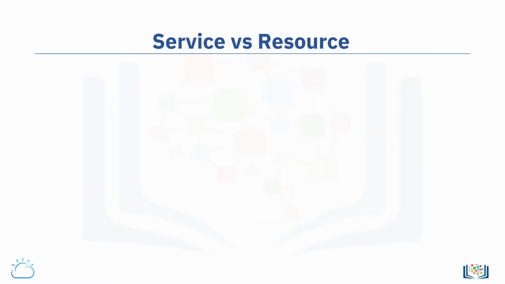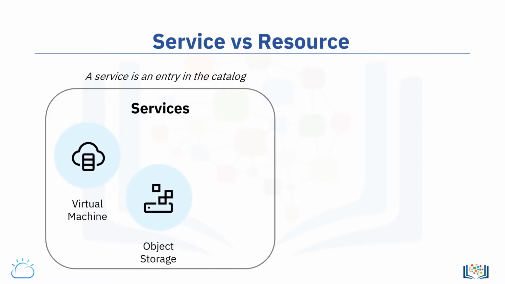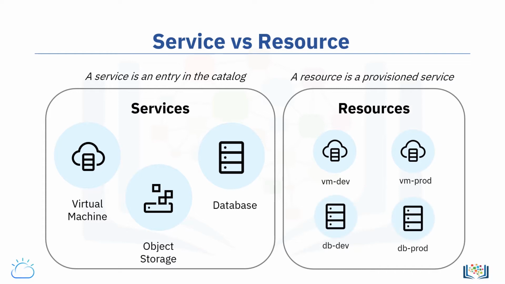Before we talk about resources, let's understand what is the difference between a service and a resource. A service is an entry from the IBM Cloud catalog, like a virtual machine, or object storage, or one of the many other offerings. A resource is an instance of a service. For example, in the IBM Cloud catalog, there's a database service called Cloudant. We can provision 2 instances of this service and call them dbdev and dbprod. These would be our resources.